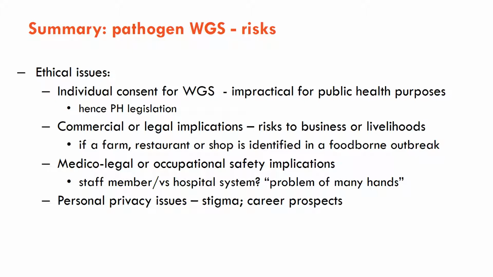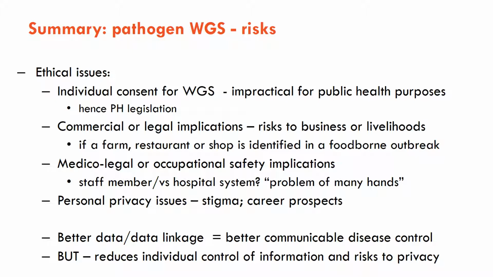And if this information is misused in any way, if it's accidentally leaked or hacked, there are personal privacy issues, stigmatisation of the individuals or perhaps groups of individuals who are involved, and even to their career prospects. So to summarise, finally, better data with data linkage will certainly improve communicable disease control, but it reduces individual control of information and risks to privacy. So we need to move with great caution and sensitivity in using and generating these data.